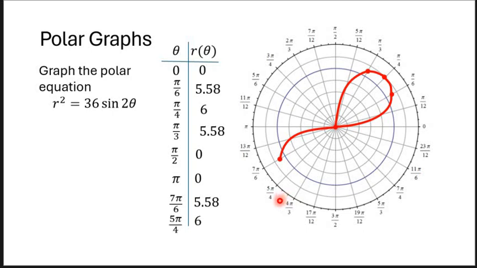And then when I plug in 5 pi over 4, I get 6 again. Well, I'm going to connect those with a smooth curve, and rather than continuing plugging in points, I see the symmetry here. I see it's going to be symmetric to that line, theta equals pi over 4, so I'm just going to draw in the bottom half here. And there we have the lemniscate, r squared equals 36 times the sine of 2 theta.